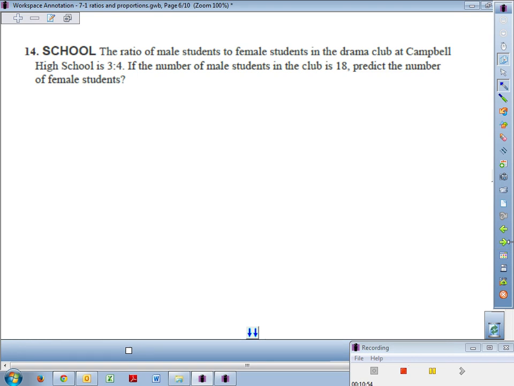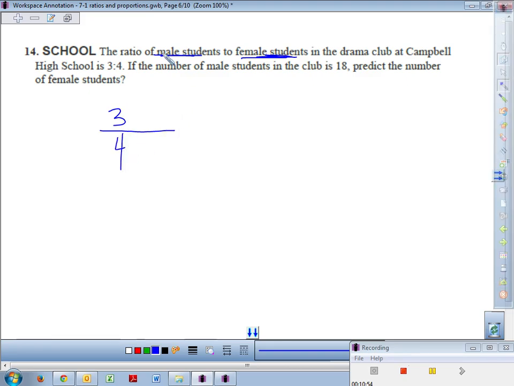The ratio of male students to female students in the drama club is 3 to 4. So we definitely know the ratio is 3 to 4. And they used a colon. We're going to change them to fractions all the time. And since they said male to female, that means since 3 came first, 3 males for every 4 females. Like I said, you can abbreviate your labels M and F for male and female.